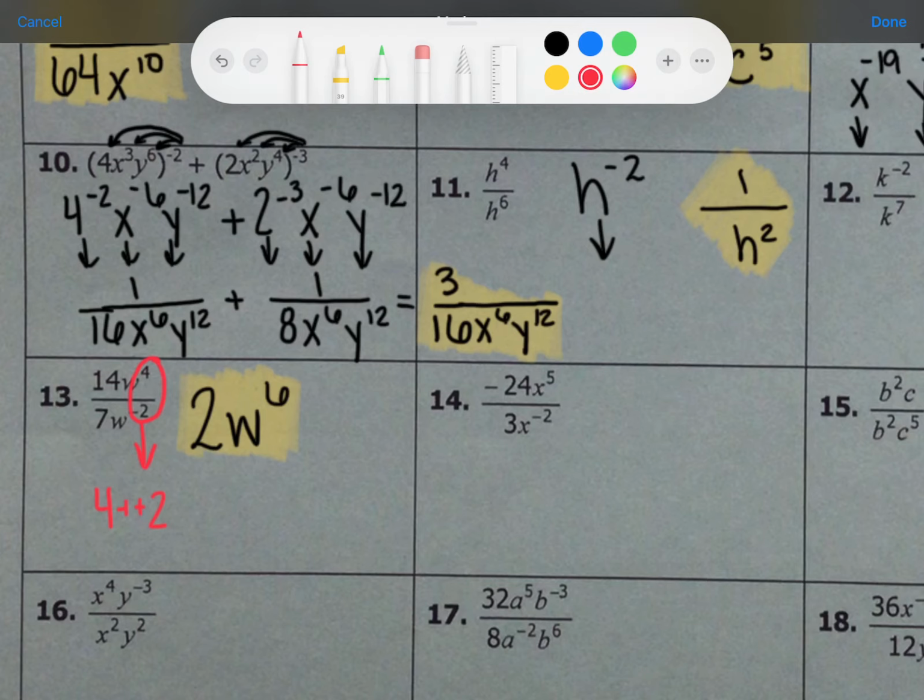So number 14, try that one. Divide the big numbers. Write it down. Subtract your exponents. Write it down. If you have any negative exponents, move it.